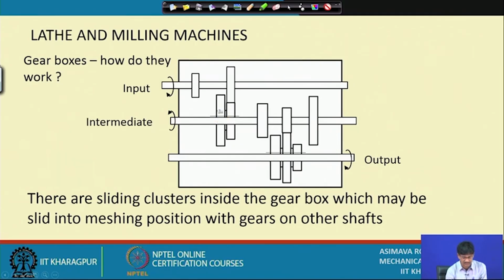So, this way this can be moved sideways. How does it have that continuity of connection? You can just have a keyway on the shaft.